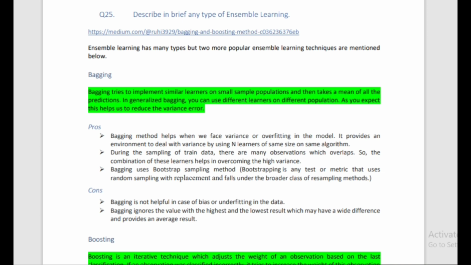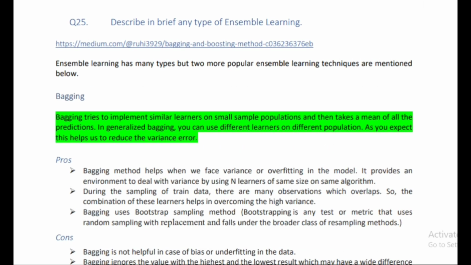Pros of bagging. The bagging method helps when we face variance or overfitting in the model. It provides an environment to deal with variance by using n learners of the same size on the same algorithm. During the sampling of train data, there are many observations which overlap, so the combination of these learners helps in overcoming the high variance. Bagging uses the bootstrap sampling method. Bootstrapping is any test or metric that uses random sampling with replacement and falls under the broader class of resampling methods.